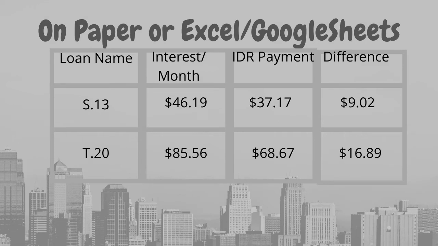The last thing that I do is calculate the difference. So that's like $46.19 minus $37.17. The difference is $9.02. So I need to make a payment of $9.02 to make sure I cover my interest for the entire month for that one particular loan. And then I'll do the same thing for T20, 85.56 minus 68.67. That gives me $16.89. I need to make sure I add an extra $16.89 for that particular loan.